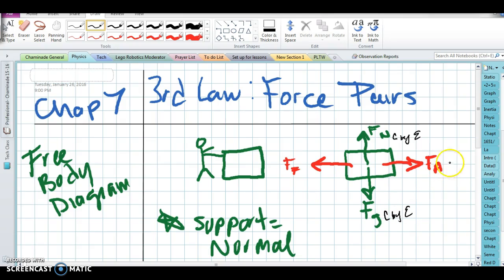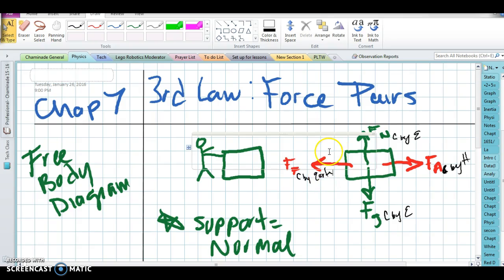Now, the applied force is exerted on the crate by the human. And the frictional force is put on the crate by Earth. Notice everything is applied by something else. This is going to come in handy when it comes into force pairs.